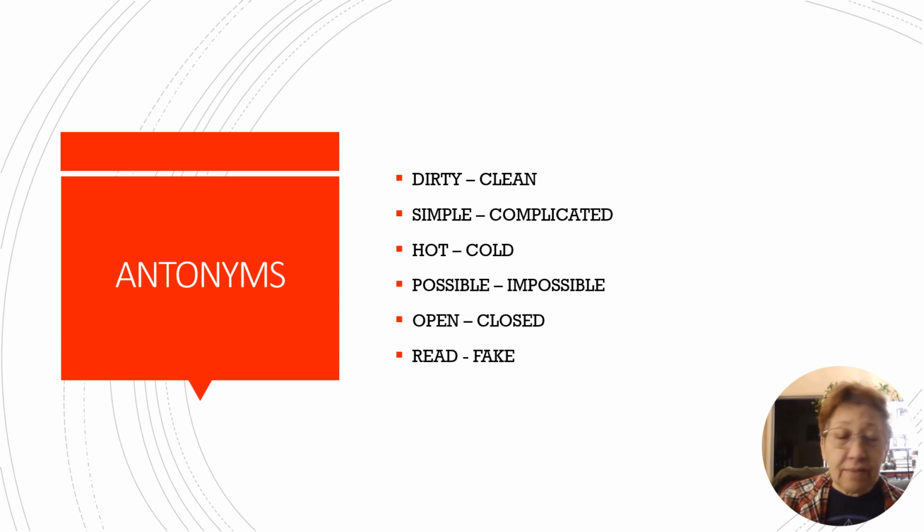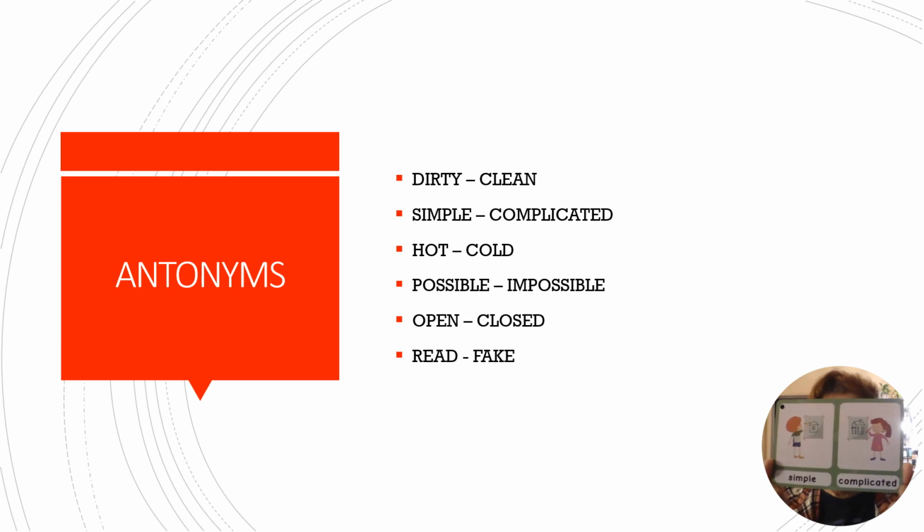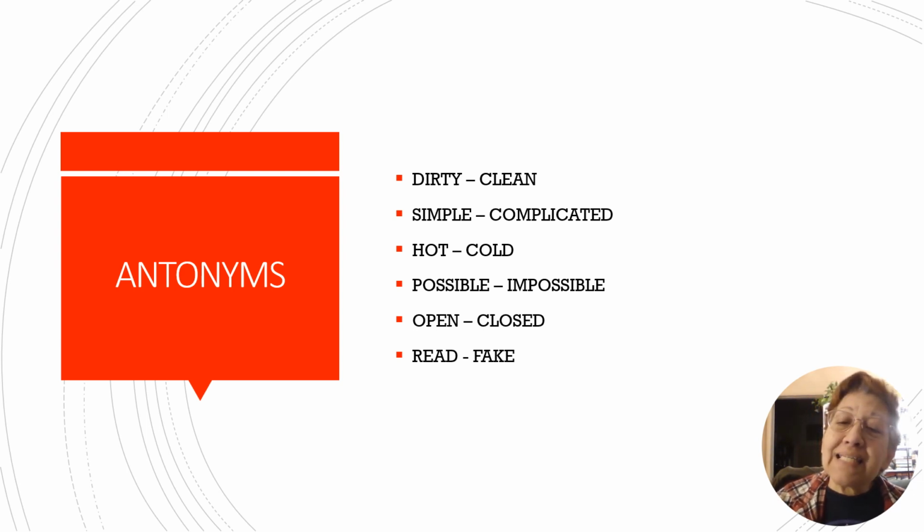Now the next is simple and complicated, right? Okay, so it's either easy or it's not easy. Over here, they're drawing a picture. On the simple side, the boy is making a very quick, simple picture of a house. And on the complicated side, we see the girl drawing a picture and really putting in all the details. Okay, get it? Complicated, and simple.